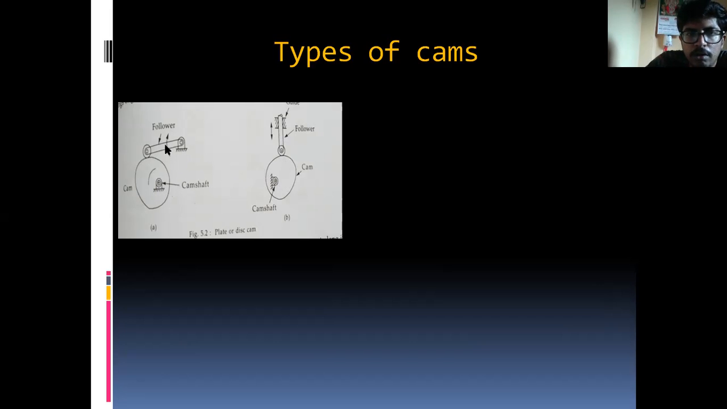Both the figures are plate or disc cams. Here it has oscillatory motion, and here it has reciprocating motion. So this is a plate or disc cam.